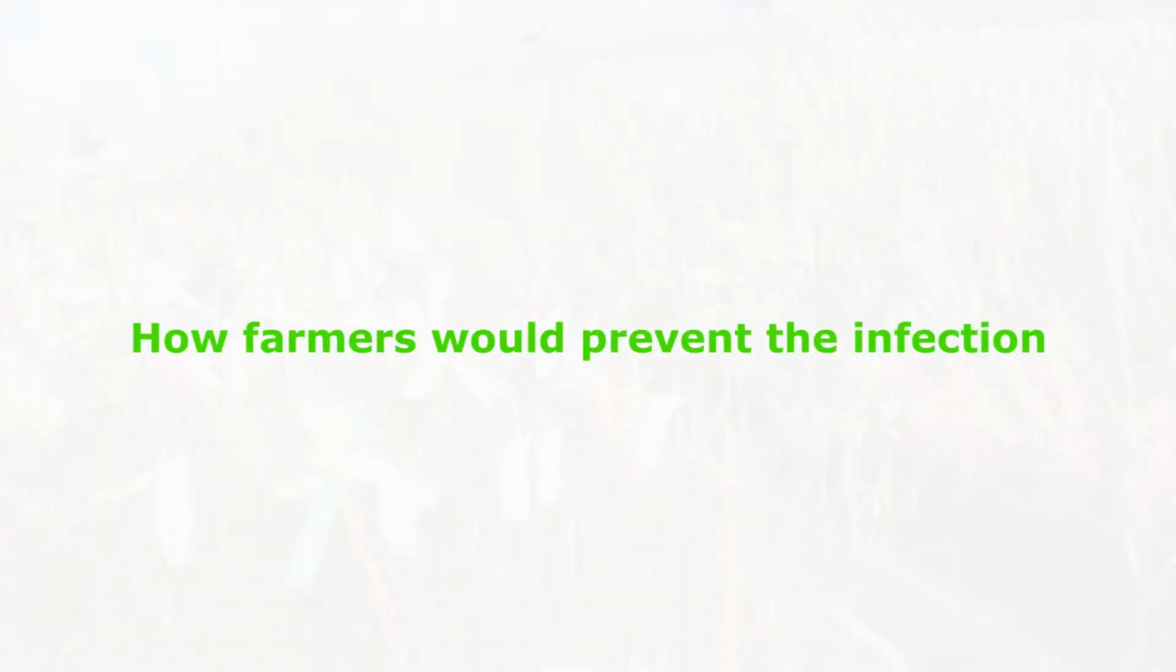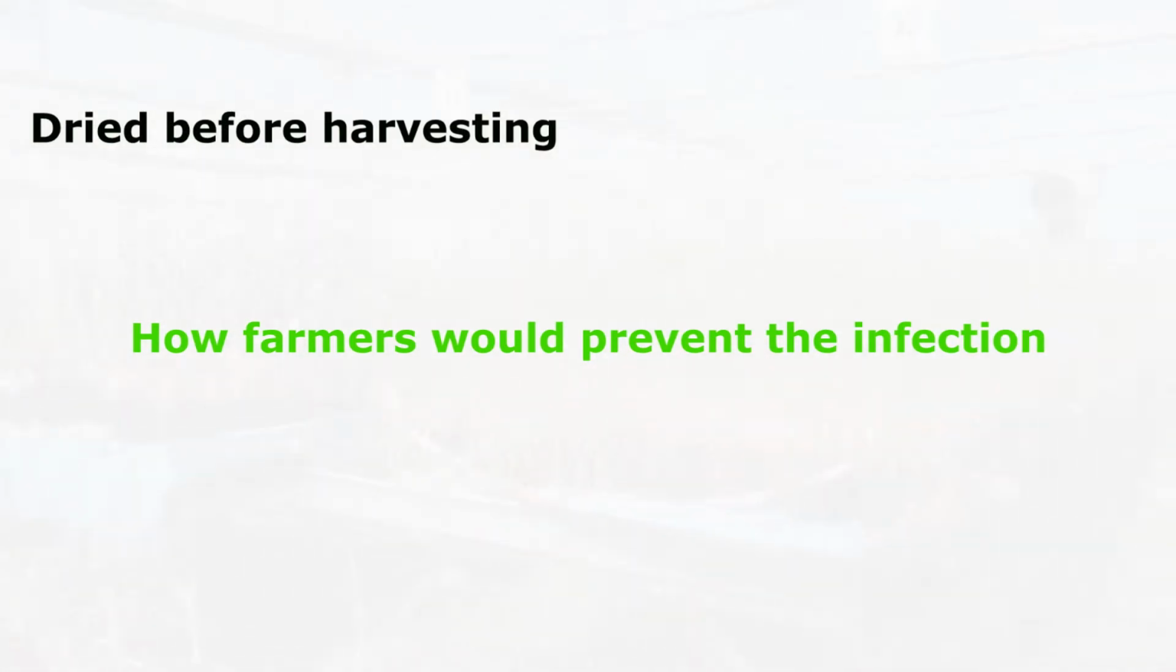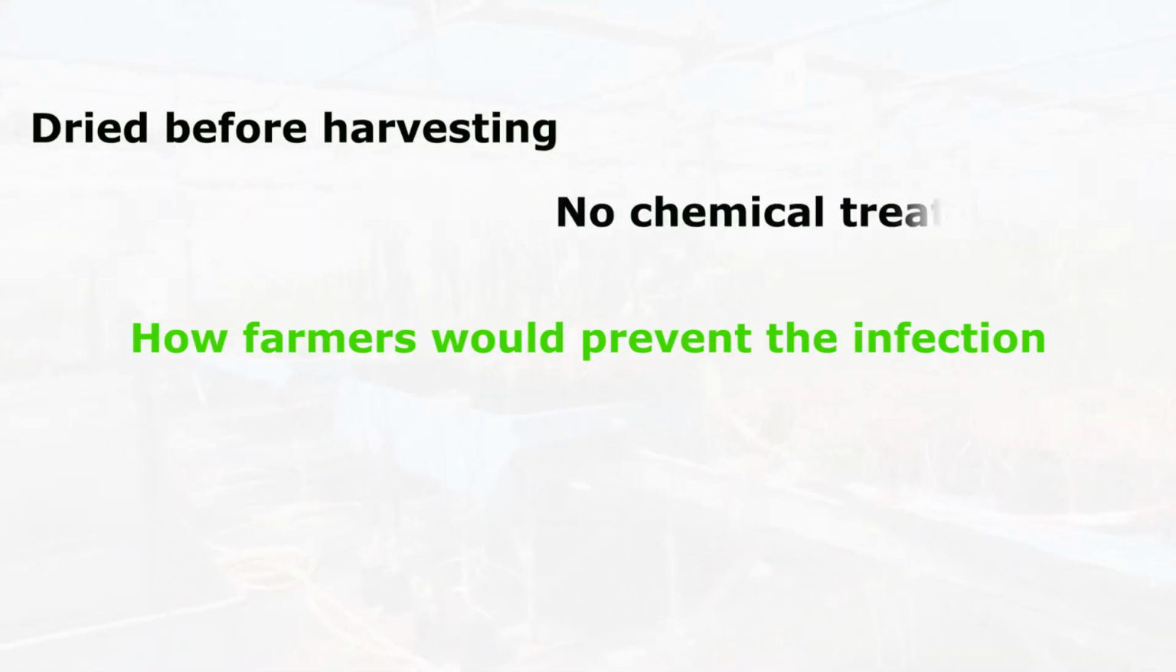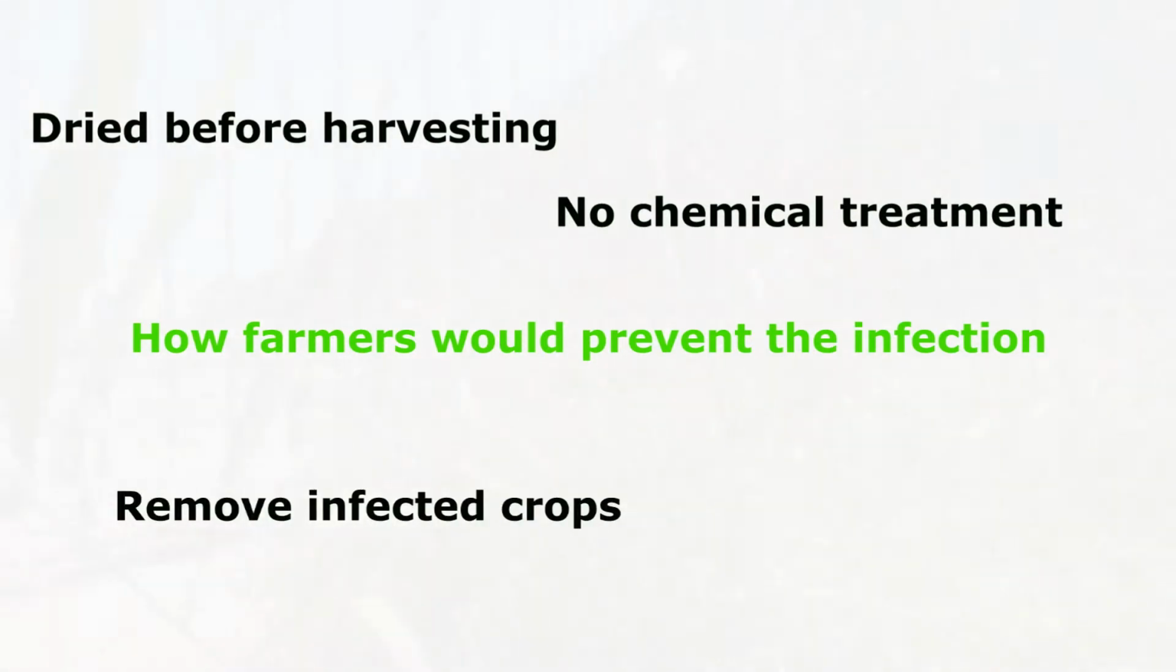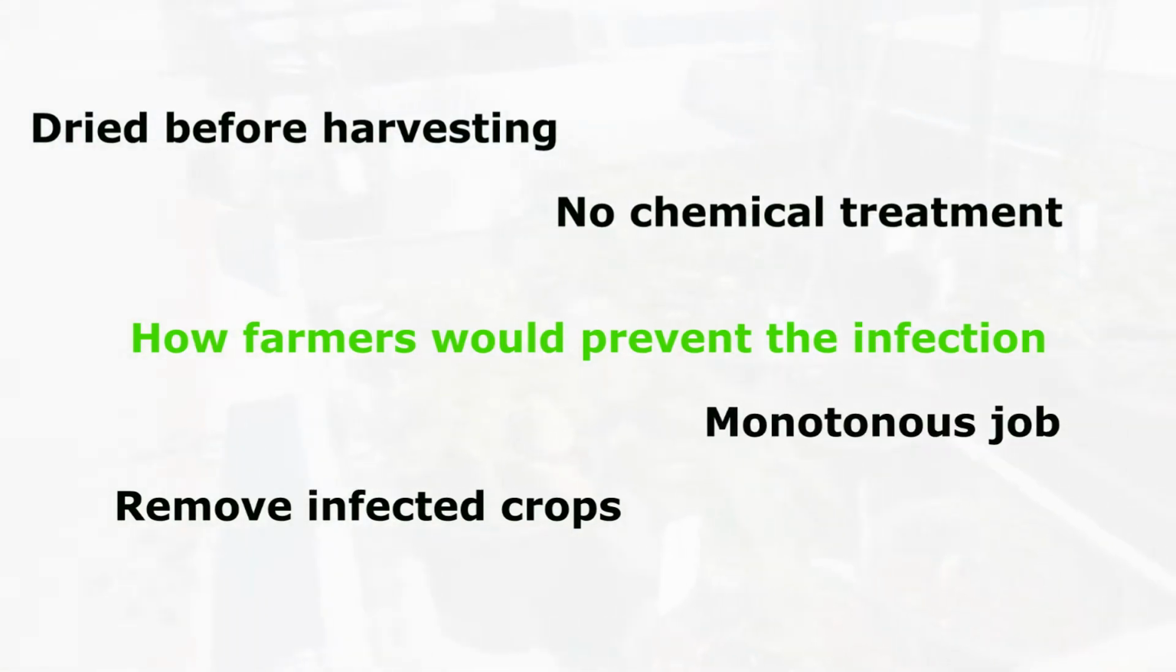How farmers would prevent the infection. Like the farmer mentioned earlier, he would ensure the onion crops are dried before harvesting. The farmers had no chemical treatment to stop or prevent the pathogens from spreading and infecting other crops. Hence, the only option the farmer has is to remove the infected crops from the surroundings. The farmers displayed signs of struggling as it is a monotonous job and requires care. It is also very labor intensive to pick up the crops and discard them.